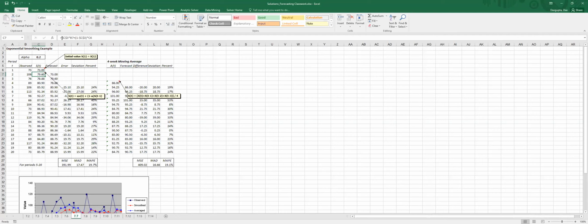Do not forget to put the $ sign both in front of C and 3, because you want exactly that number to be used in the calculation, times B7, which is XT, which is 106, plus 1 minus C3, which is 1 minus alpha, times ST minus 1, which is the previous period 73, which is C6. This is how you initialize it.